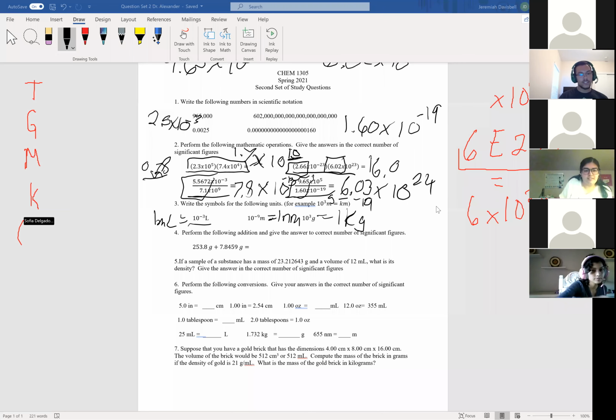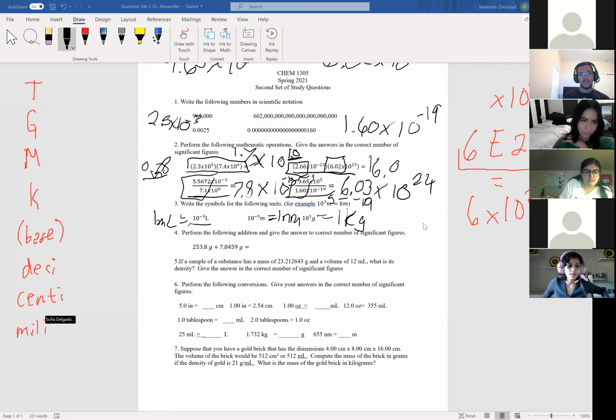So the next one is correct number of sig figs. We have 253.8 grams being added to 7.8459 grams. So how will we figure out the correct number of significant figures for adding? When it's summing or subtracting, you take the least amount of decimals you have. Right. So which one has the least amount of decimals? The 253.8 grams. 0.8, perfect.